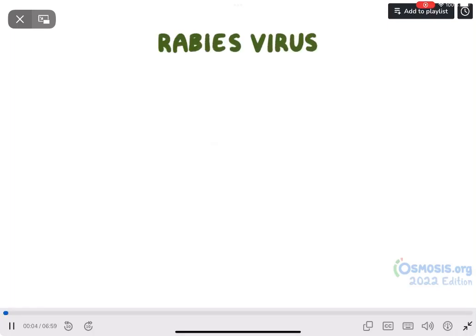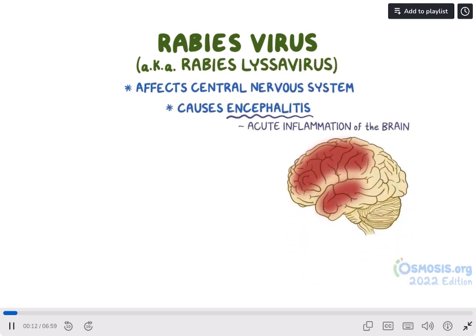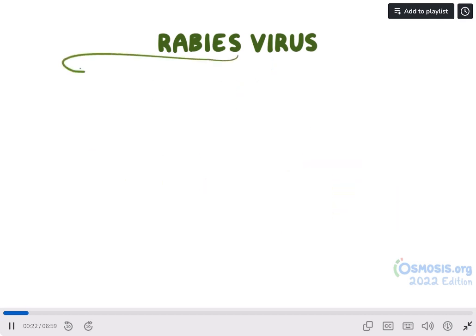Rabies virus, formerly called rabies lyssavirus, affects the central nervous system and causes encephalitis, or acute inflammation of the brain. It's a viral infection transmitted by infected animals like dogs and bats, and once symptoms develop, it's usually fatal. The rabies virus is part of the Rhabdoviridae family of viruses.